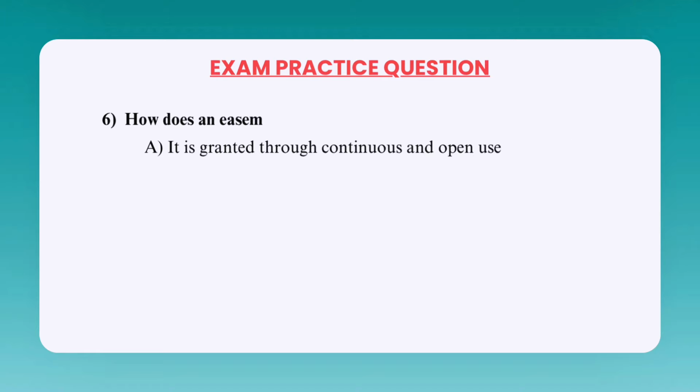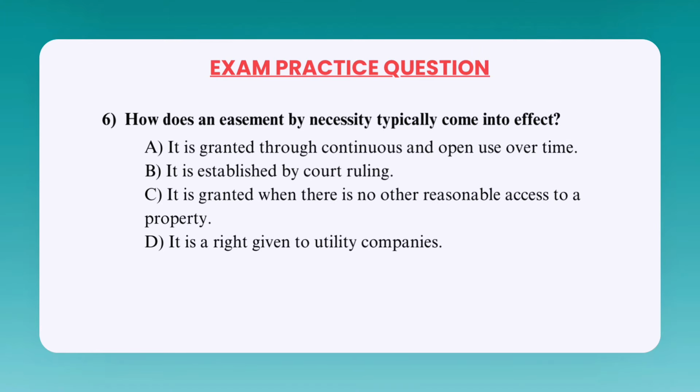Number 6, how does an easement by necessity typically come into effect? Is it A, it is granted through continuous and open use over time? B, it is established by court ruling? C, it is granted when there is no other reasonable access to a property? Or D, it is a right given to utility companies?